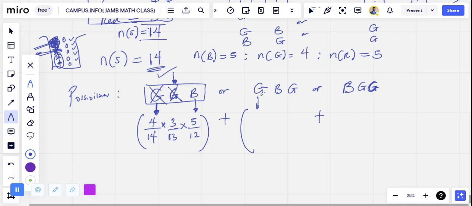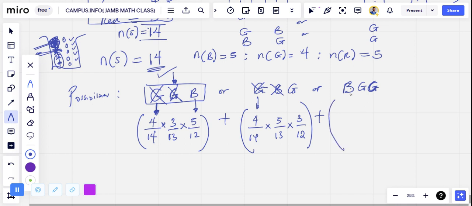Green, you start afresh again. How many green balls do you have? Number of green, that's 4, over total, which is 14, times blue. How many blue? I've not touched blue at all, it's still 5. But one green ball is gone, so the total remains 13. Then one green is gone, I'm left with just 3 greens, and with the green and blue gone and not returned, that makes a total of 12 left in that basket.